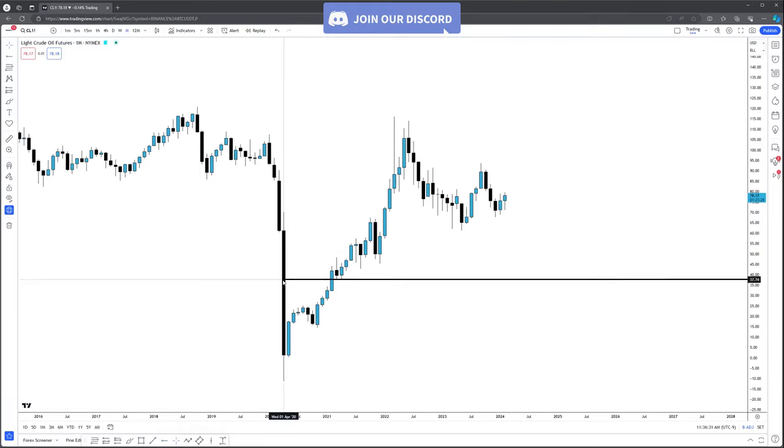Now, I want to mention right now, this is a very, very basic level of projected defined ranges. It goes much, much deeper than this.